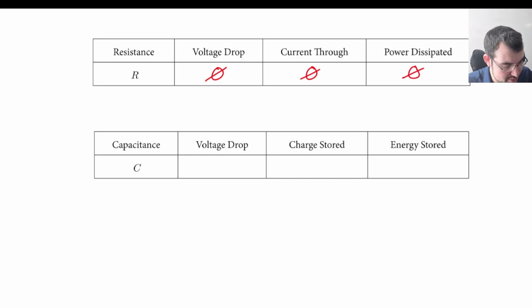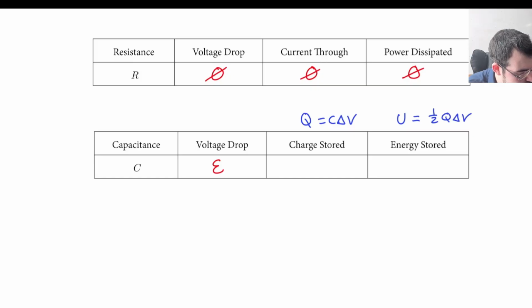Now this means the capacitor has all of the voltage drop. So then we can find our charge stored by Q equals CV, and we can find our energy stored by 1/2 Q delta V. So Q is just going to be CV, which is the capacitance times epsilon. And then energy stored is 1/2 of these two multiplied together, and we get 1/2 times C times epsilon squared.